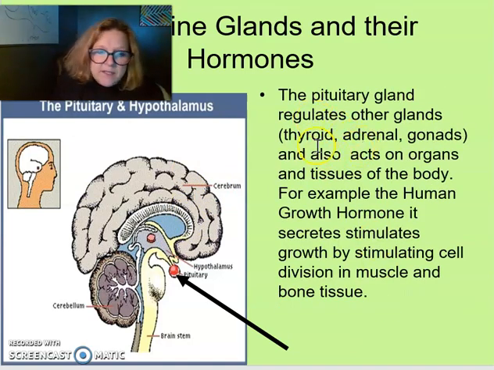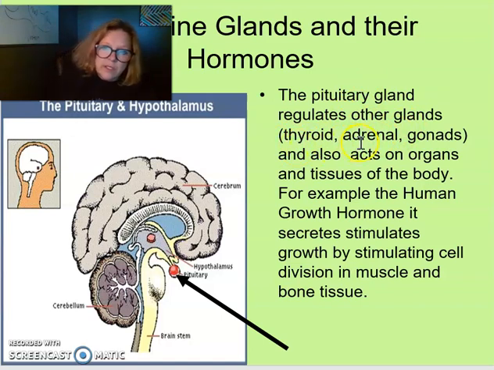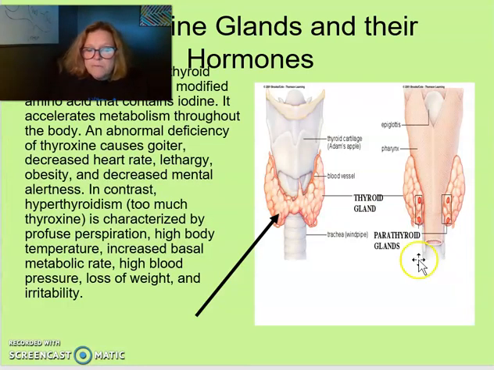So we call it the master gland, and some scientists don't really like that term, but it's how I'm going to refer to it. The pituitary gland regulates the other glands, the thyroid, the adrenal glands, the gonads, and it also acts on organs and tissues of the body. For example, the human growth hormone it secretes stimulates growth by stimulating cell division in muscle and bone.